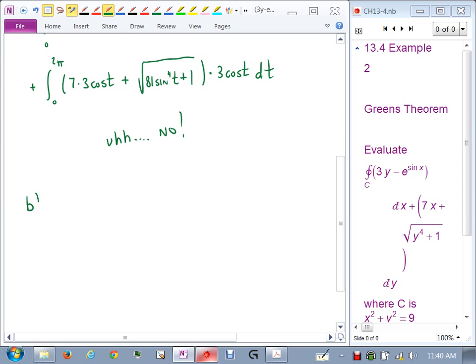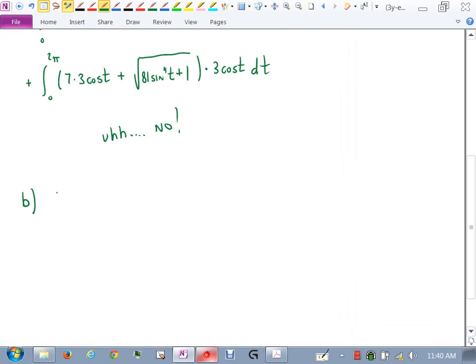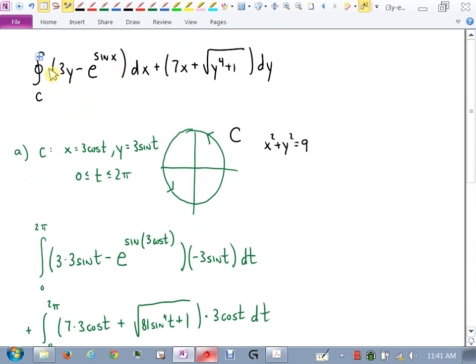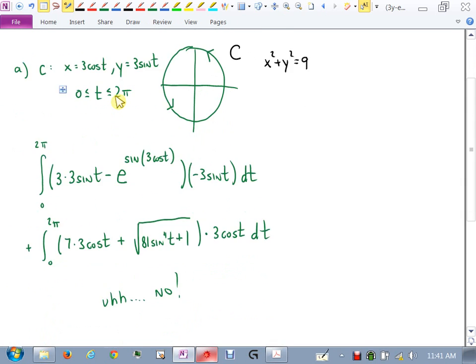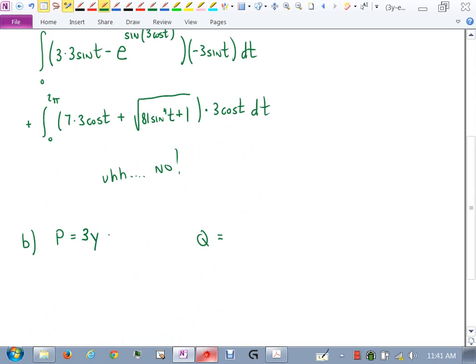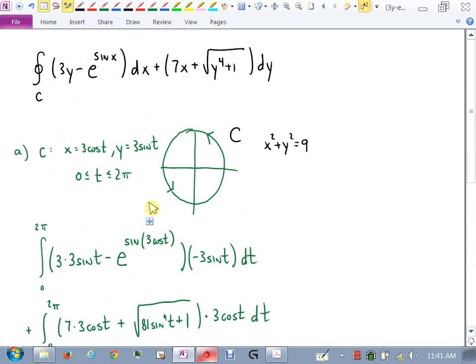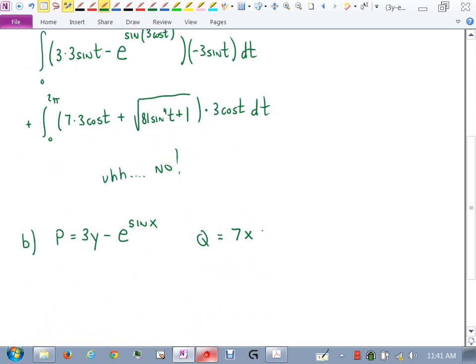So let's see how nice Green's theorem is going to work for us here. If we are going to use Green's theorem, I need to define what P and Q are. So P would be this piece right here: 3y minus e to the sine x. And Q would be, well, notice there's a plus sign on this problem, and in Green's theorem it's a plus too, so I don't have to change the sign. So my Q would be 7x plus the square root of y to the 4th plus 1.